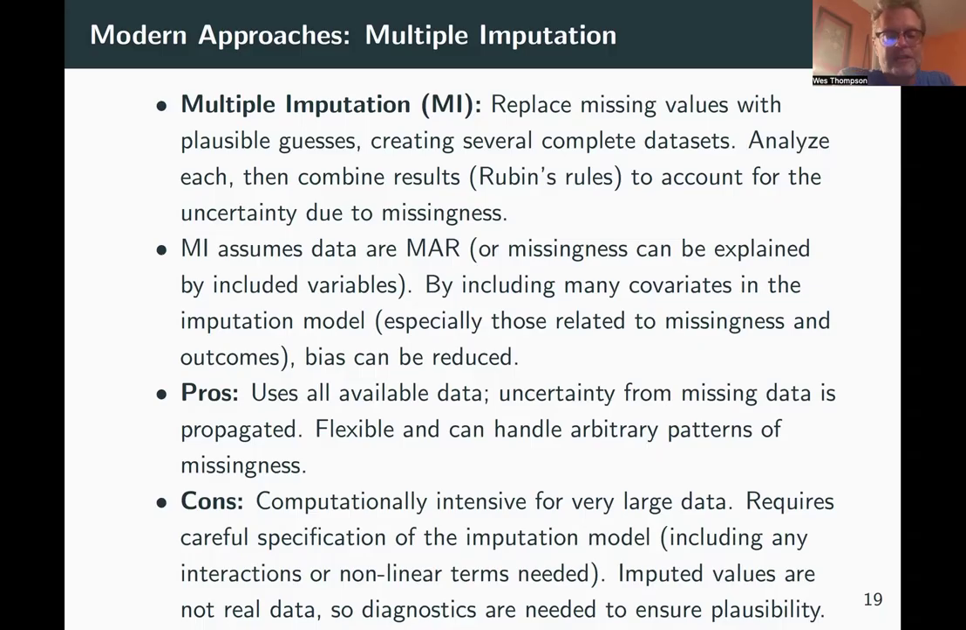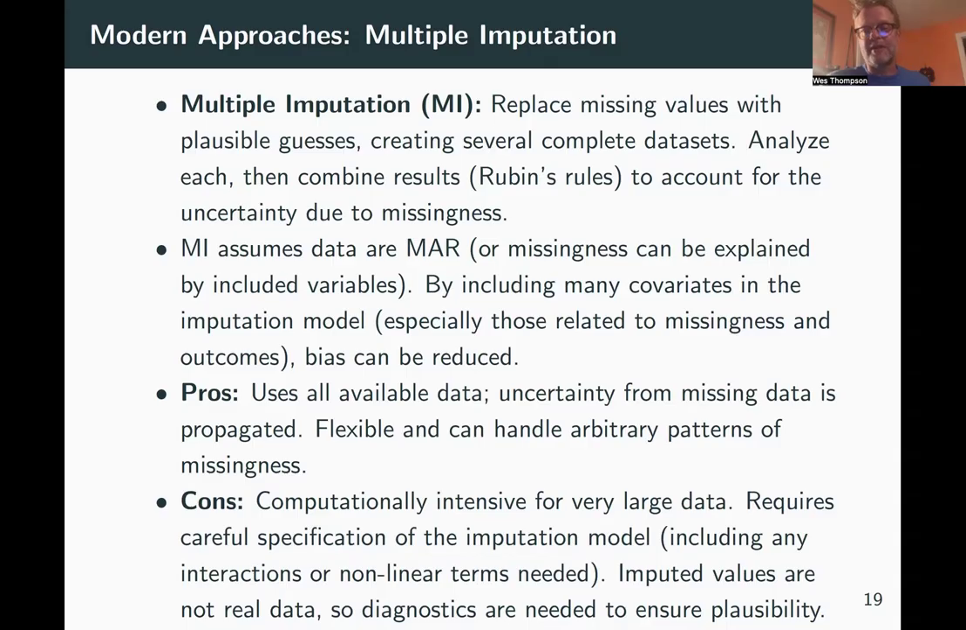The pros are that it uses all available data, and the uncertainty from the missing data is propagated via the multiple imputation. It's flexible and can handle arbitrary patterns of missingness. One of the cons is that it's potentially computationally intensive, and can require careful specification of the imputation model. Not every imputation model is correct, and if you're imputing data according to an incorrect model, that could actually increase your bias as opposed to decreasing your bias.